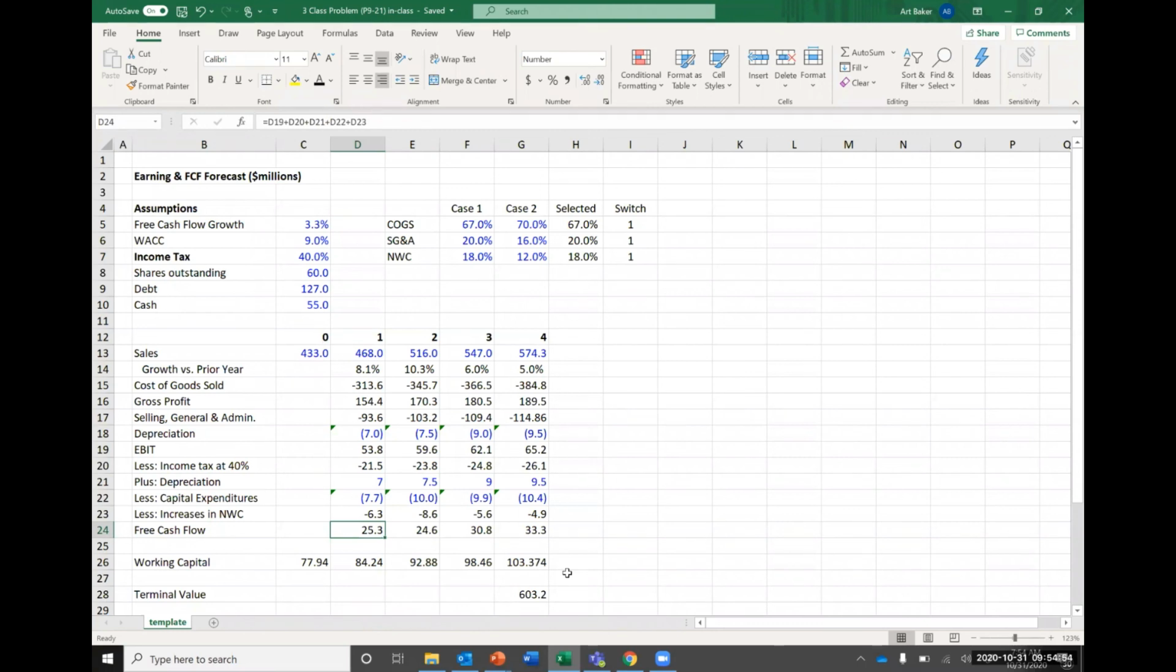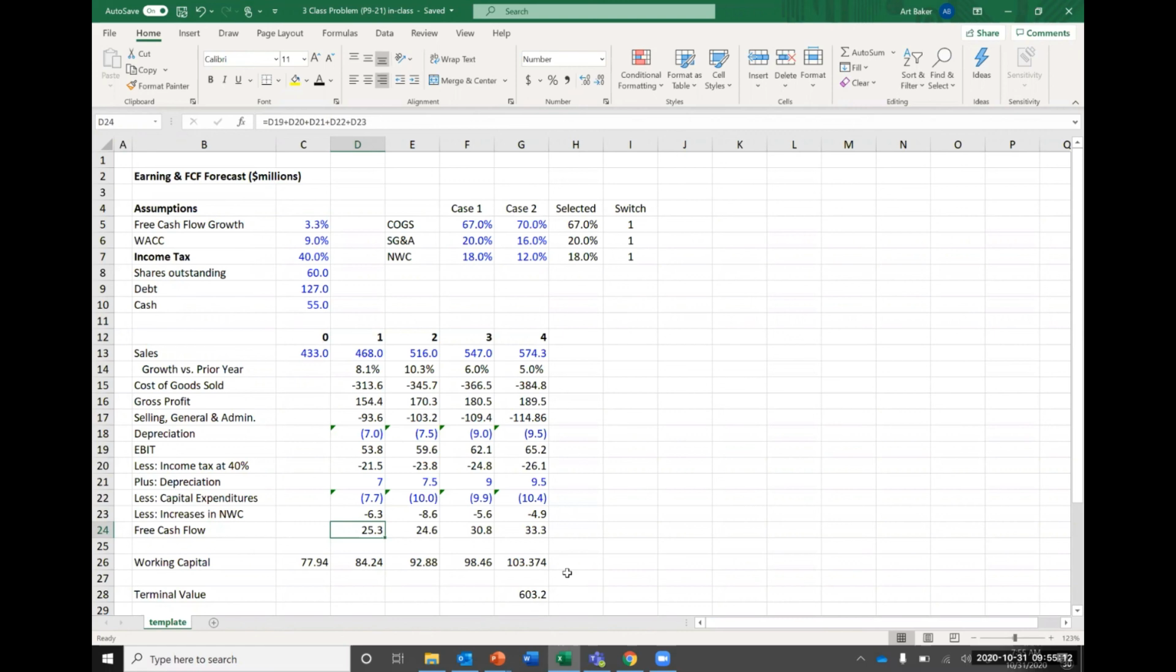So far I haven't really changed their numbers. We were given this nice calculation of free cash flow. We didn't have to do it ourselves. And I just replicated the numbers based on the assumptions that they told us they used.